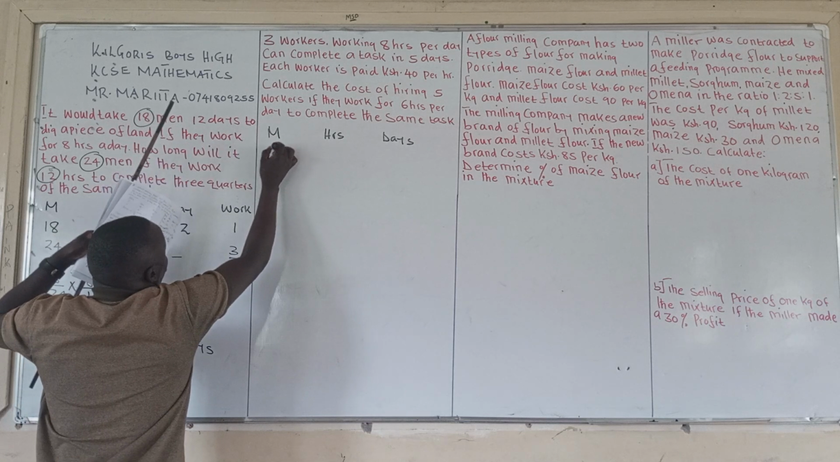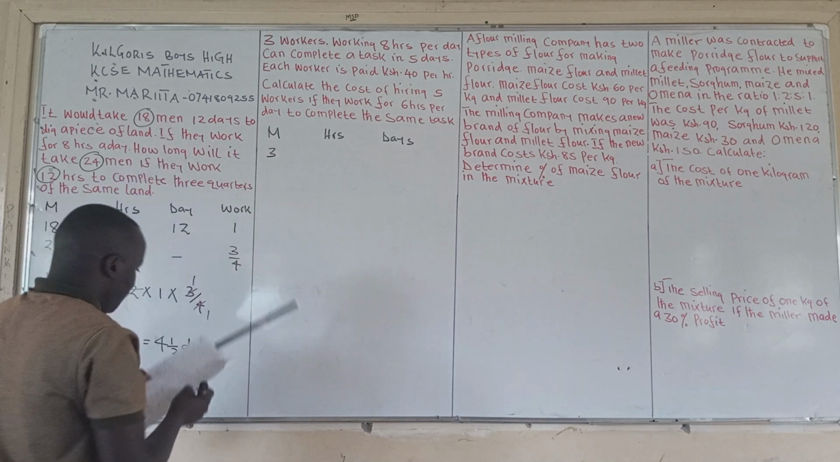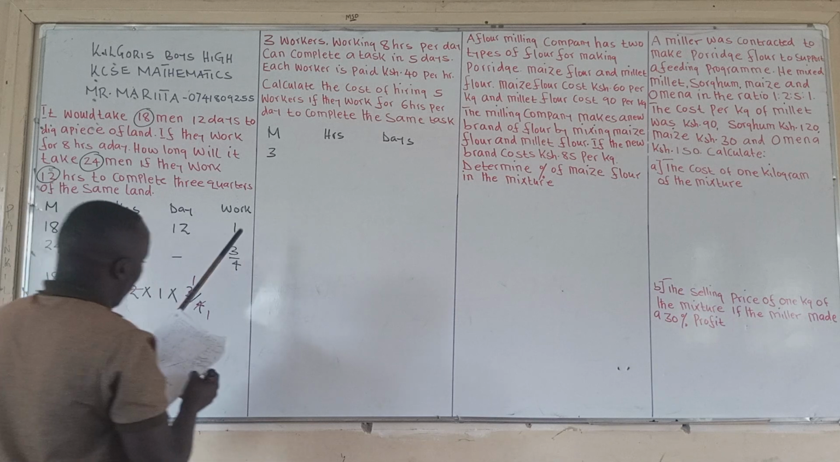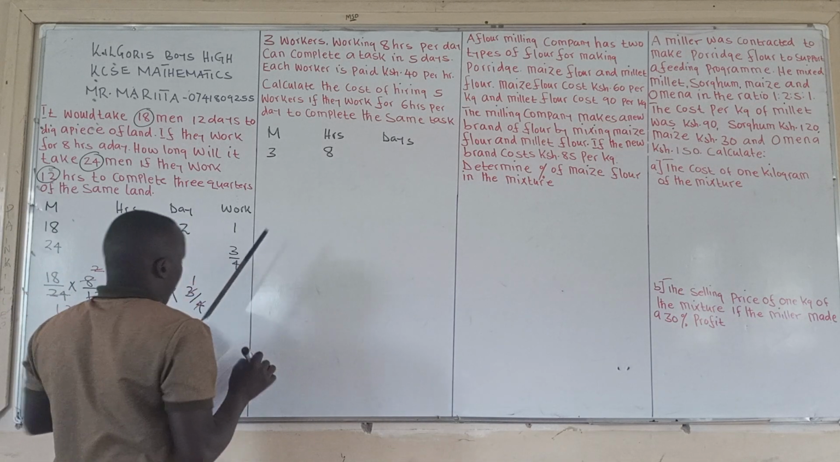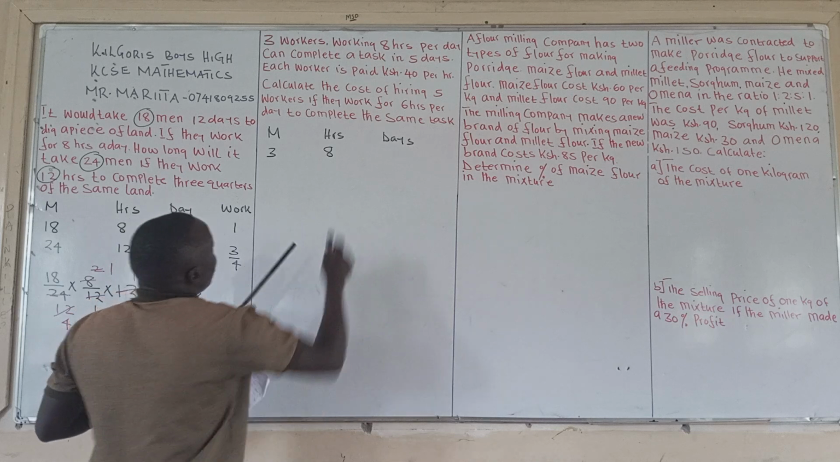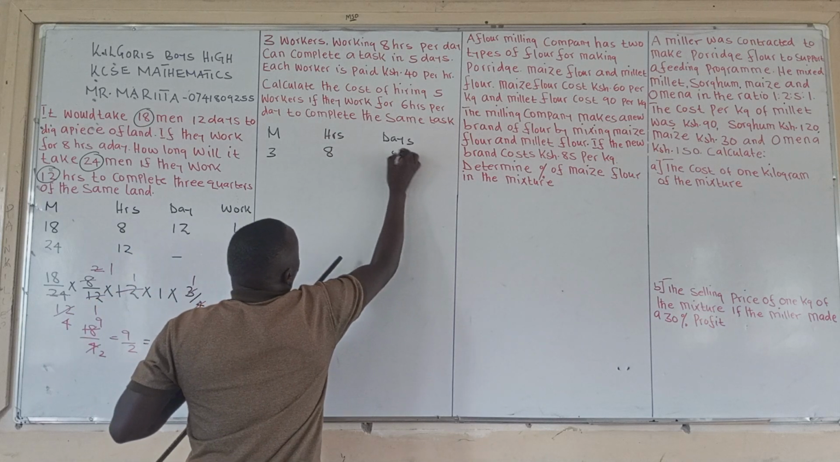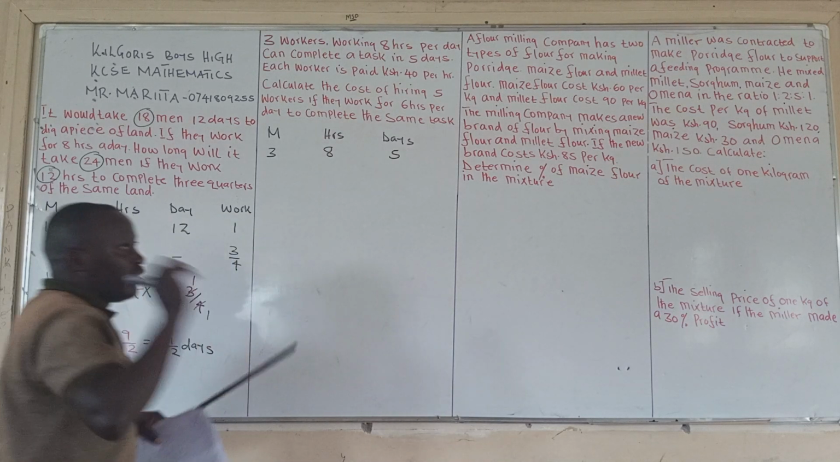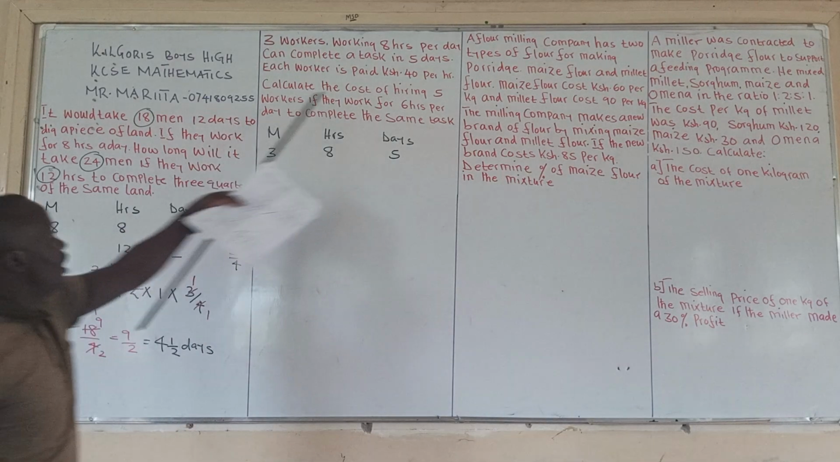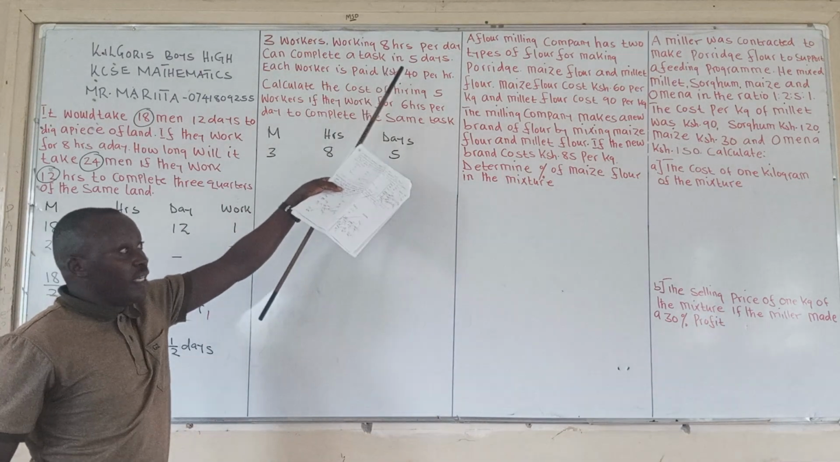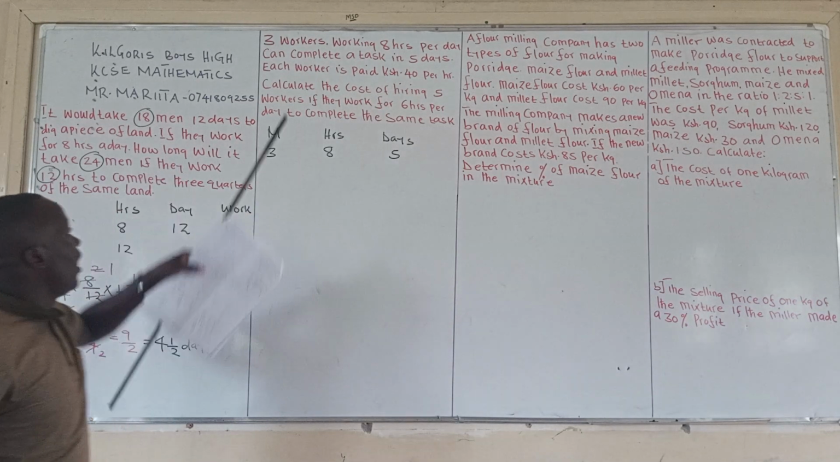So we have 3 workers there. These 3 workers take 8 hours a day, and then they complete the task in 5 days. That is the first statement. The second statement, each worker is paid 40 shillings per day. We can come to this one later.